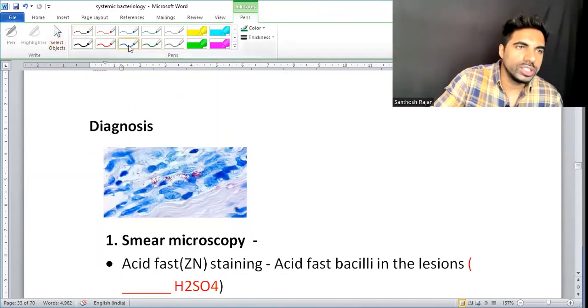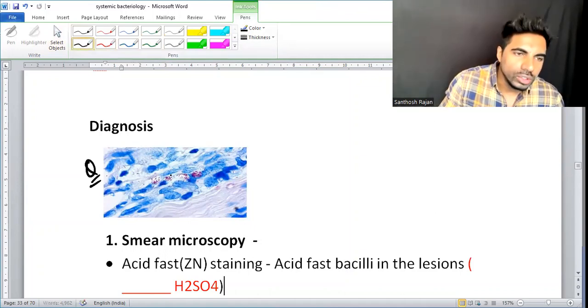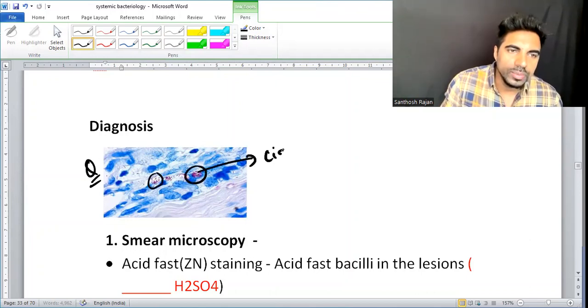What do you see here? This is a direct question. They can ask you directly, giving this picture, and identify. So you see all these things, what are they? They are the cigar bundle appearance, no? Cigar bundle or the other one is called what?